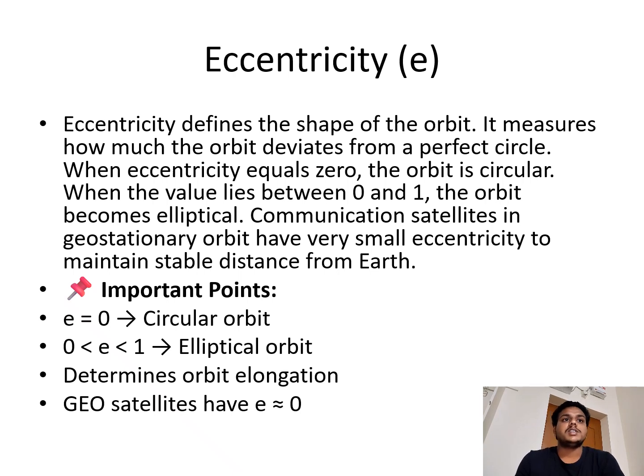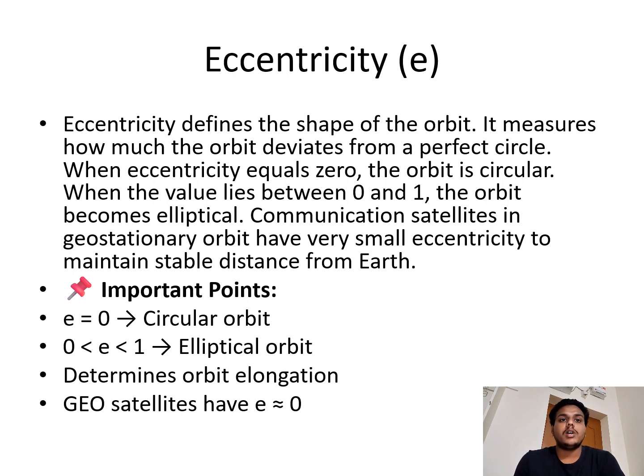Next, eccentricity. Eccentricity defines the shape of the orbit. It measures how much the orbit deviates from a perfect circle. When the value lies between 0 and 1, the orbit becomes elliptical. Communication satellites in geostationary orbits have very small eccentricity to maintain a stable distance from Earth. When e equals 0, it becomes a circular orbit. When e is between 0 and 1 (0 < e < 1), it becomes an elliptical orbit.